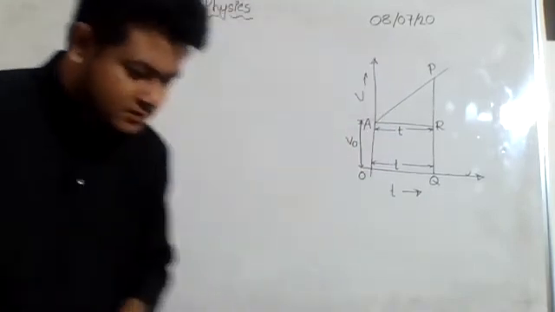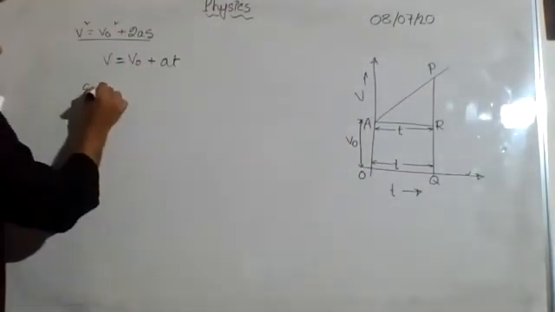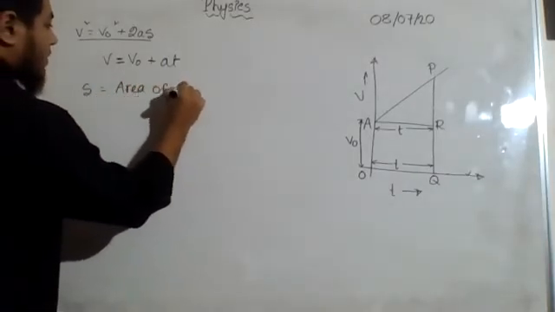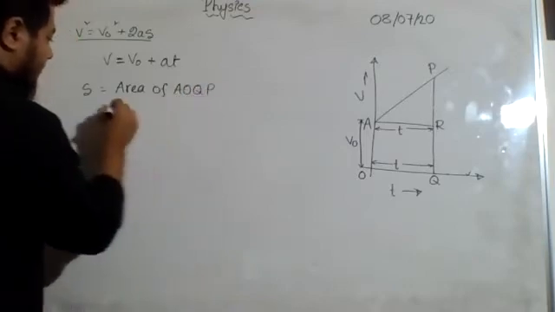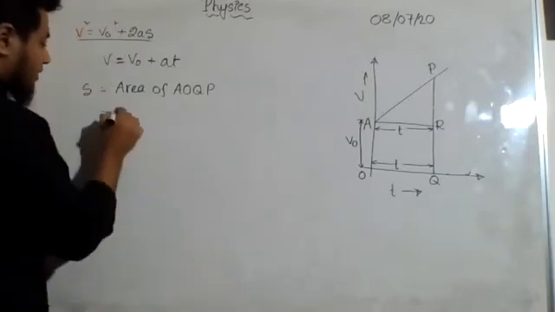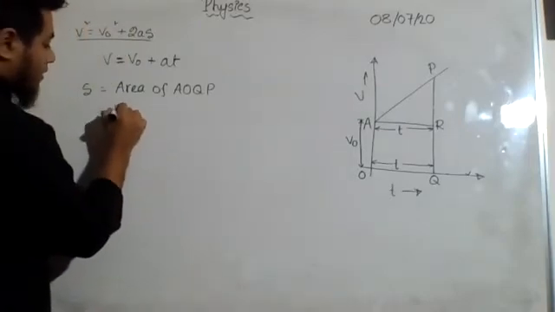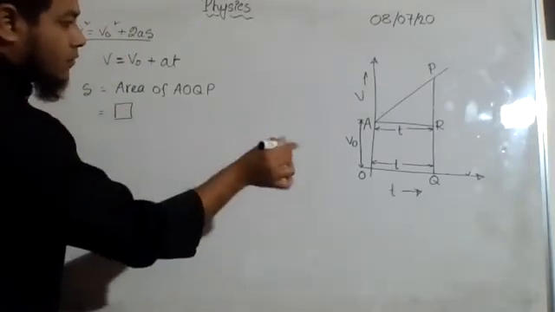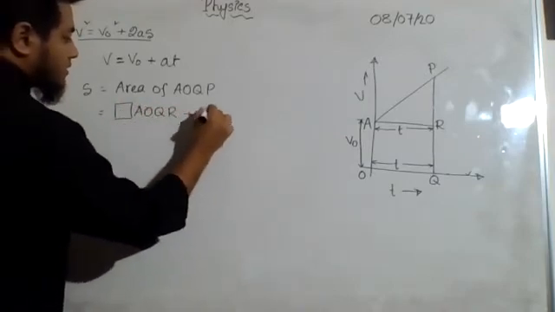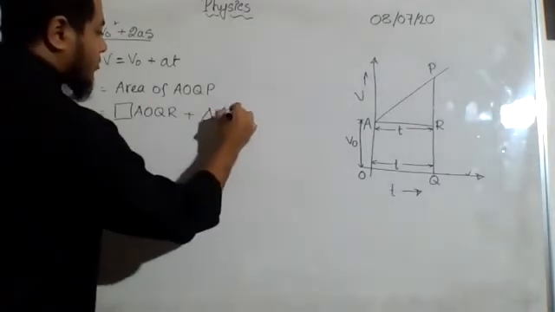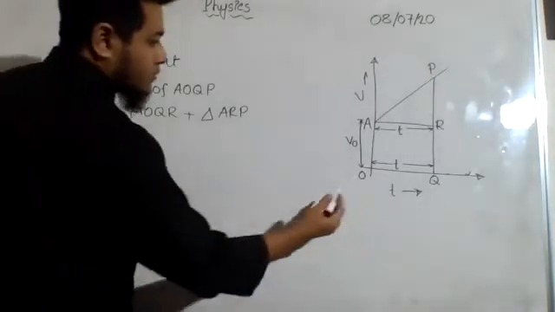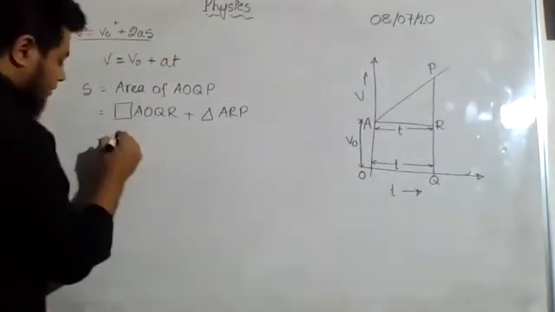Again, we know that S is equal to the area of AOQP. Distance is equal to the area of AOQP. Now, this area can be divided into two parts: the area of the rectangle AOQR plus the area of the triangle ARP. So, if I want to calculate AOQR, it will be OQ into OA.